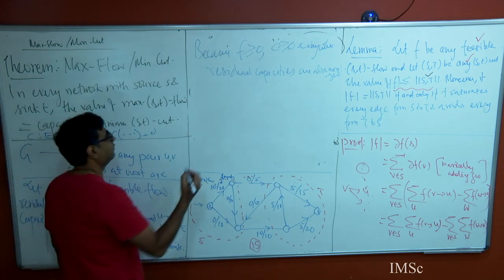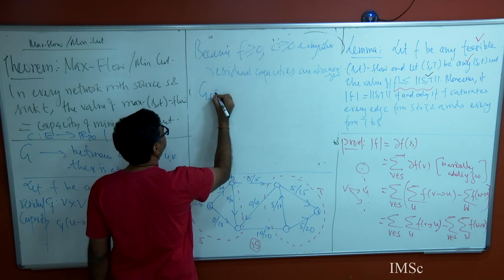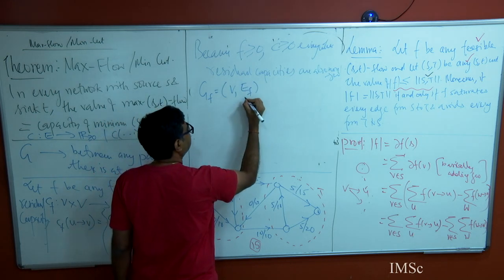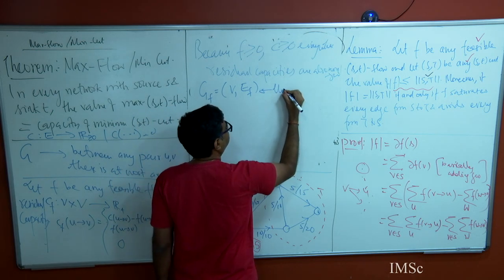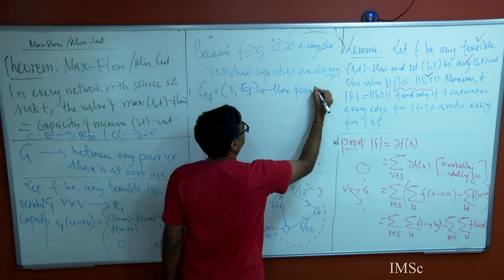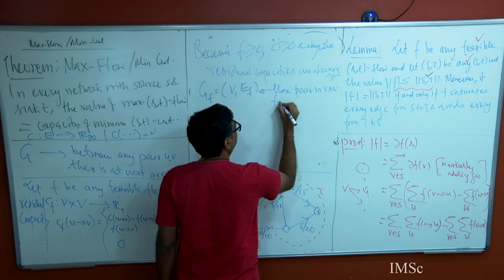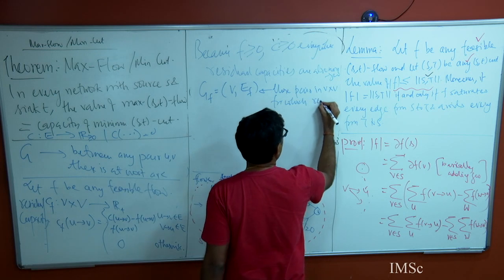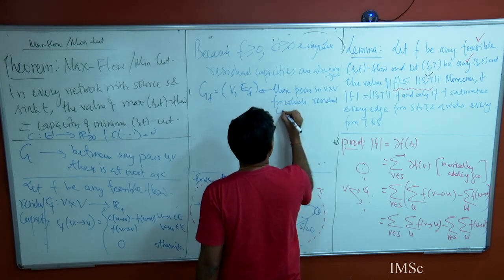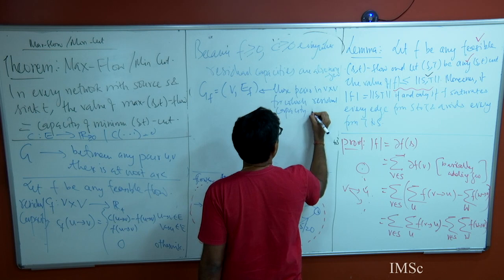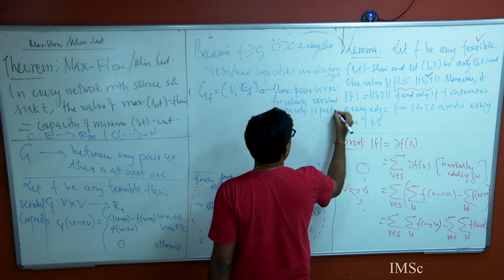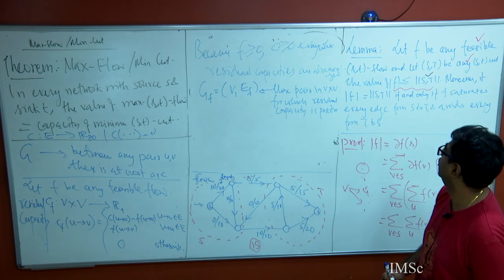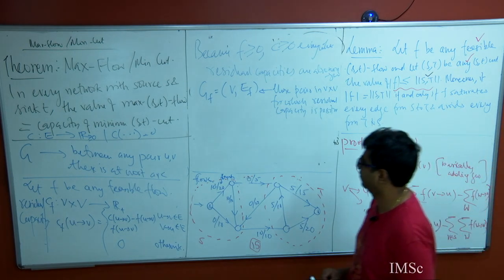What is a residual graph? So I define residual graph GF, vertex set remains the same, and EF. What is this? Those pairs in V cross V for which residual capacity is positive. Let's try to construct a residual network of this.